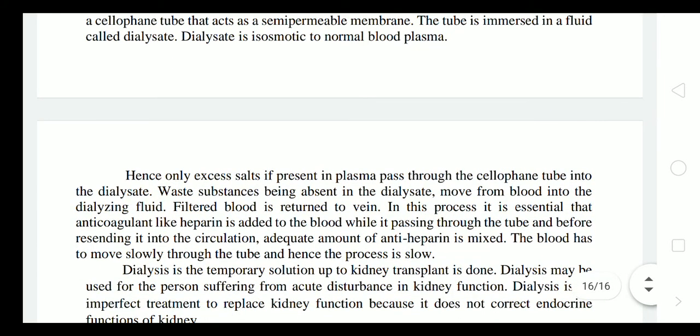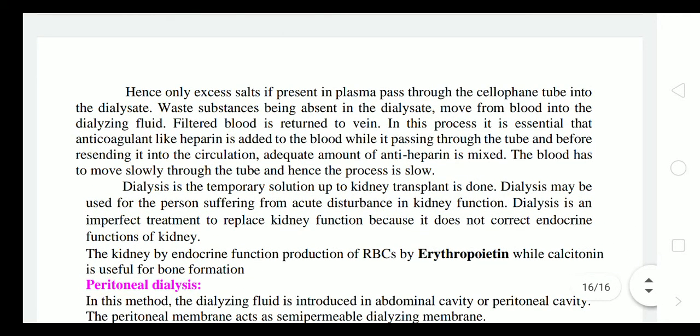Hence only the excess of salt, if present in plasma, passes through the cellophane tube into the dialysate. The dialysate shows less amount or no amount of salts at all. That's why, due to the concentration gradient, the flow of salts from blood to dialysate takes place. Waste substances, being absent in the dialysate, move from blood into it. An anticoagulant like heparin is added to the blood while it is passing through the tube and before resending it to the circulation. Otherwise, what will happen? Blood will clot in the cellophane tube.